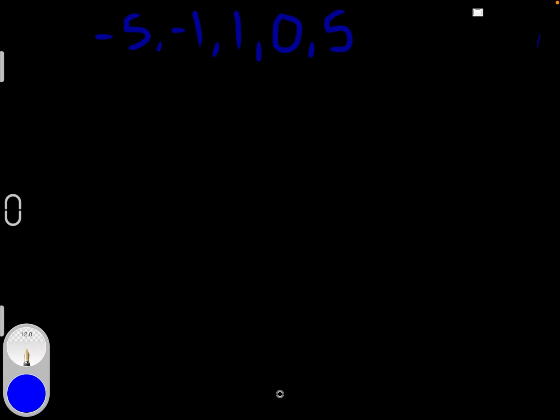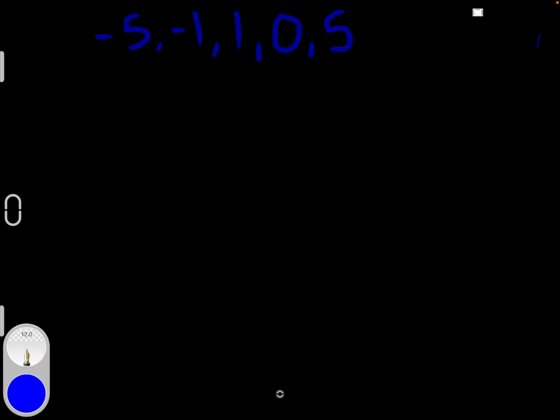During this lesson today, we are going to be working on ordering numbers from least to greatest, as well as plotting them on a number line. So as you guys see here, we have numbers -5, -1, 1, 0, and 5. And we are going to order those from smallest to greatest.